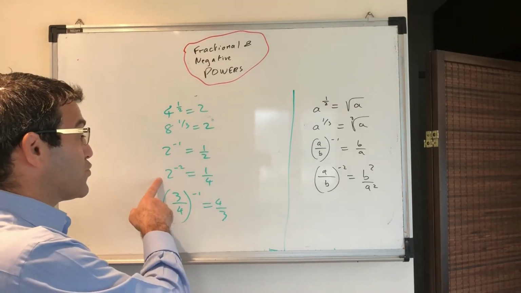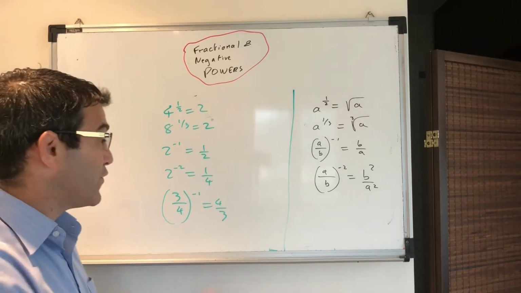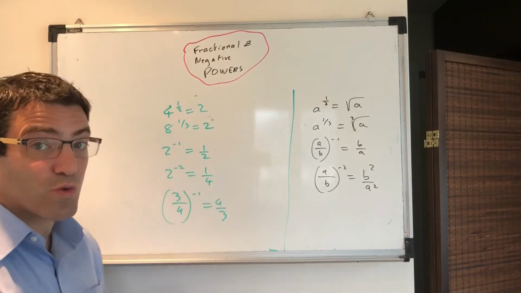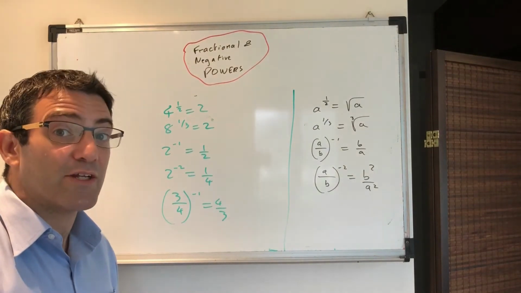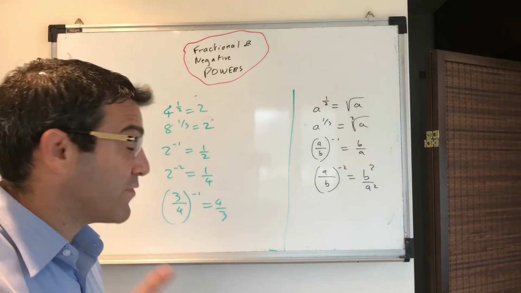The inverse of 2 squared is 1 over 2 squared, which is 1 over 4. So first you use the negative power to flip it, which will give you 1 over 2 squared. So now the negative power is gone, and 2 squared is 4. So 2 to the -2 is a quarter. So this is very important.